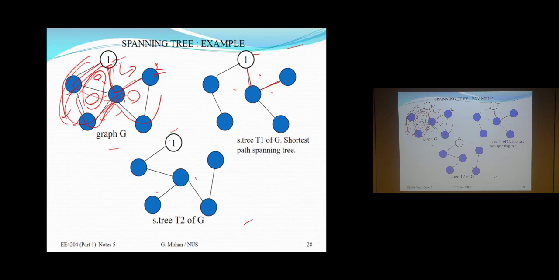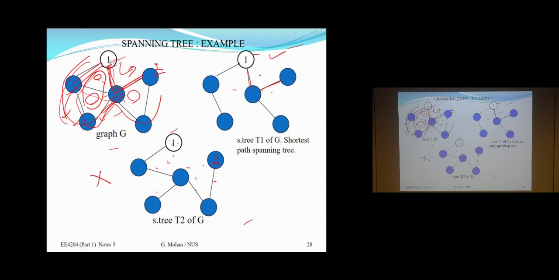But if you look at this tree, this shortest path is missing. For this tree, to reach node number 2 from 1, you have to take a long path. For example, 1 hop, 2 hops, 3 hops, 4 hops. So you need to traverse 4 edges to reach this. So the shortest path in the original graph is preserved here. It's not here.